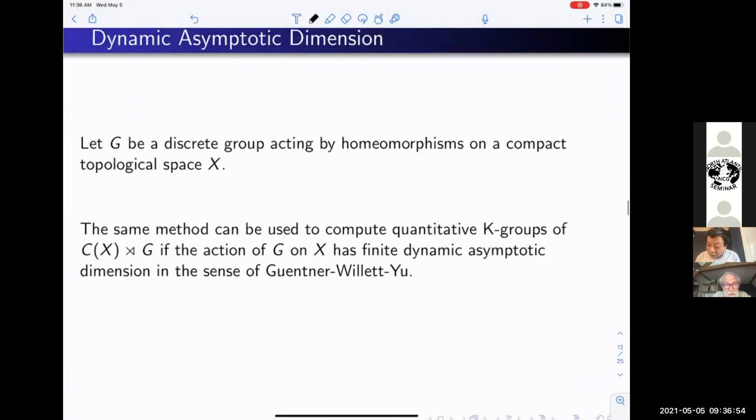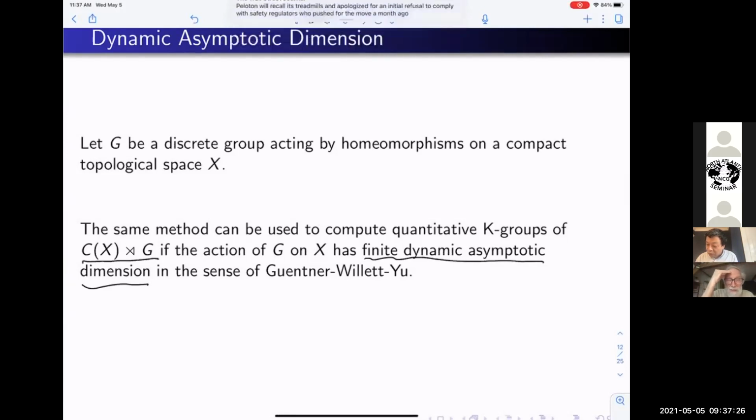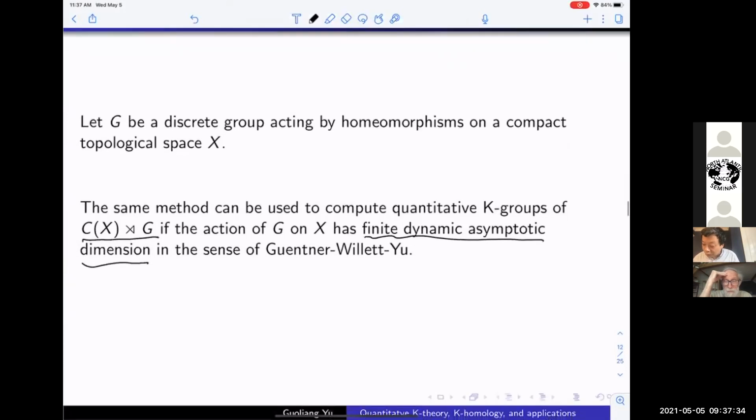Now, in general, if you have a cross product on a compact space, where a group G acts on the space by homeomorphisms, for example Z acting on the circle by irrational rotation, there is a concept introduced in my work with Erik Guentner and Rufus Willett. It's called dynamic asymptotic dimension. If it's finite, essentially this method would work. So this actually includes a lot of examples.